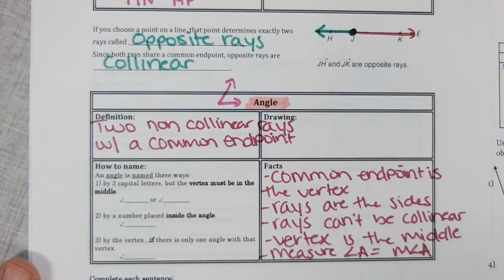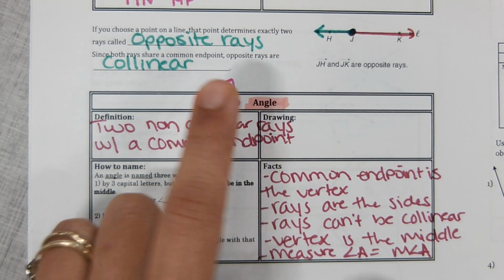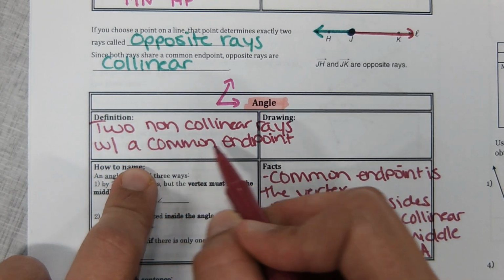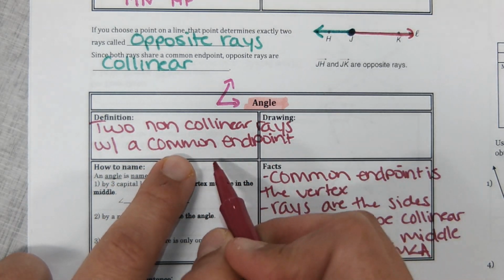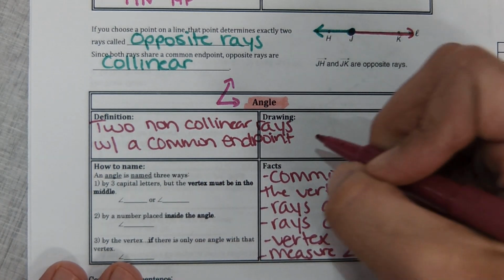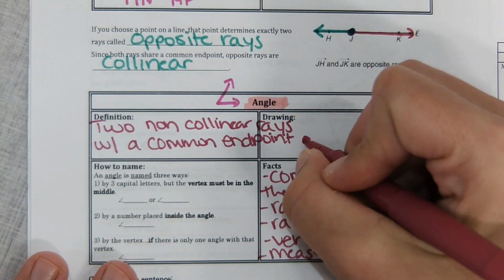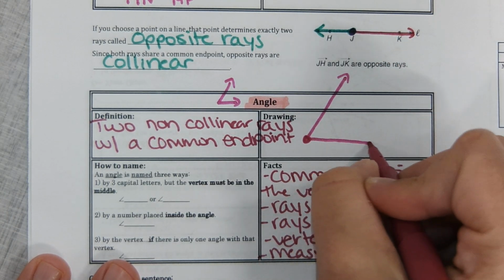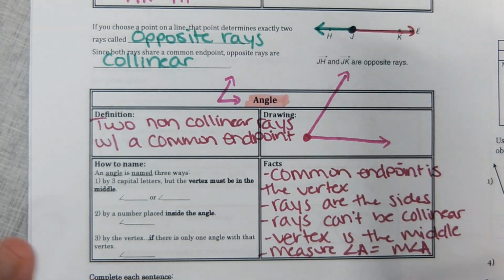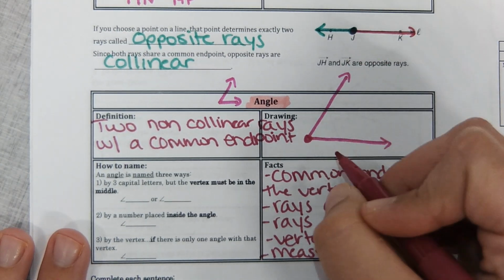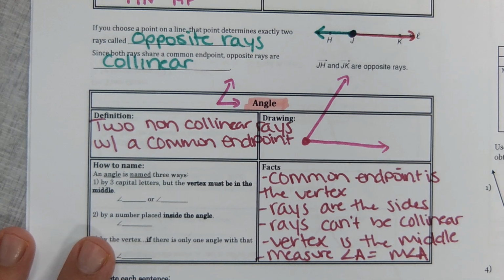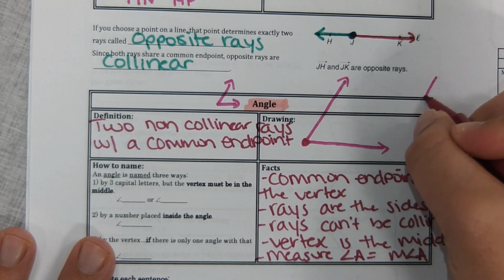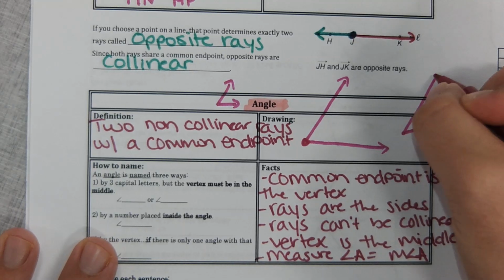Okay, and then down here we're talking about angles. The formal definition of an angle is 2 non-collinear rays with a common endpoint. So you know an angle to look like this. How does this definition make sense? Well, you have a ray that goes this way, and then a ray that goes this way. 2 non-collinear, so they don't form a straight line like this, with a common endpoint makes an angle.